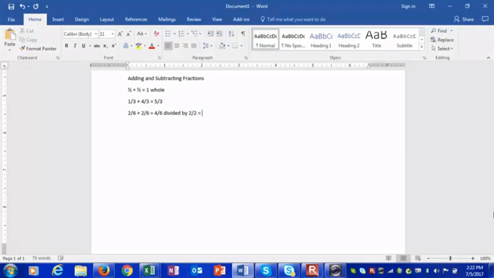4 divided by 2 is just 2. 6 divided by 2 is just 3. That is the reduced version of 4/6. Okay, let's keep going. 3/7 plus 1/7. Same denominator. Just add your numerators. So now you have 4/7.